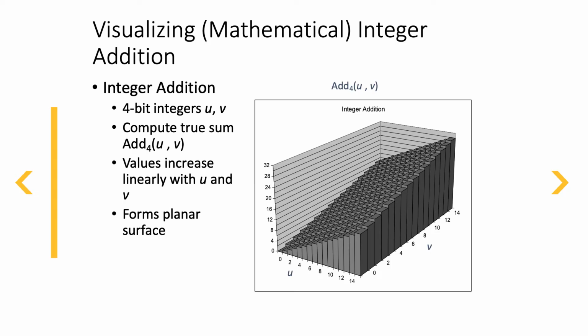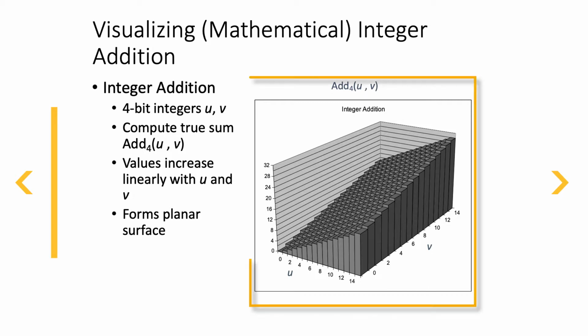Now let's take a more visual look at what this means. How does this change when we go from mathematical integer addition, without the limits placed on us by representations in a computer system, to what happens when we're actually doing unsigned addition in C? For mathematical integer addition, if we've got 4-bit integers u and v, we just compute the true sum. And as we've seen before, if we plot this out in 3 dimensions, we'll see a nice plane, right? As u gets bigger, the value gets bigger, and as v gets bigger, the value gets bigger.